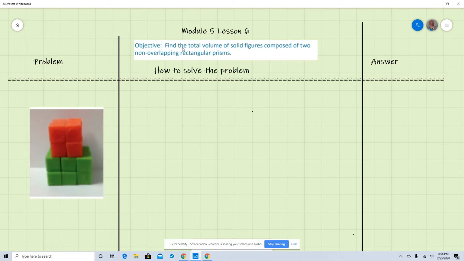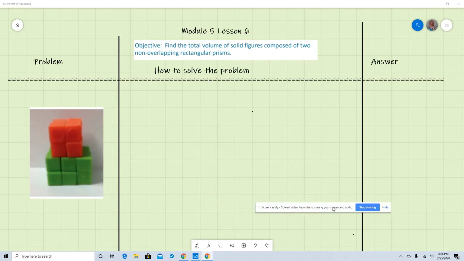And now, on this occasion, we're going to look at Module 5, Lesson 6. The objective is to find the total volume of solid figures composed of two non-overlapping rectangular prisms. So these things are not overlapping, but they are composing a solid figure.